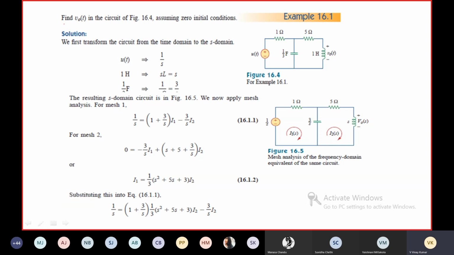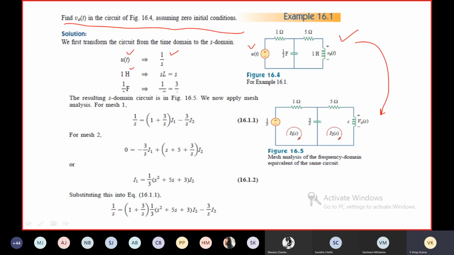Fine. Find V naught of t assuming zero initial conditions. This is the given circuit in time domain. Okay, let us redraw the circuit in S domain. This will be the circuit in S domain. U of t. What is U of t in time domain? What is the Laplace of U of t? 1 by S.